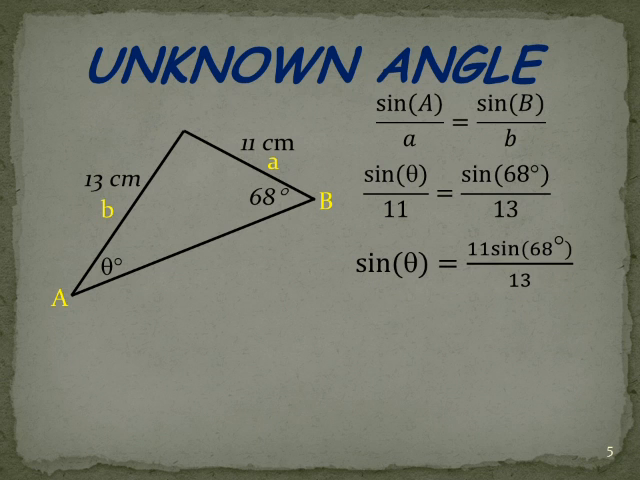Multiply both sides by 11. So sine theta is equal to 11 sine 68 degrees divided by 13. Now, we want to get to theta. We don't want to know what sine theta is. So we use the inverse function. So when we use it to the left-hand side, we have theta is equal to, and on the right-hand side, we have sine to the minus 1 of 11 sine 68 degrees divided by 13.